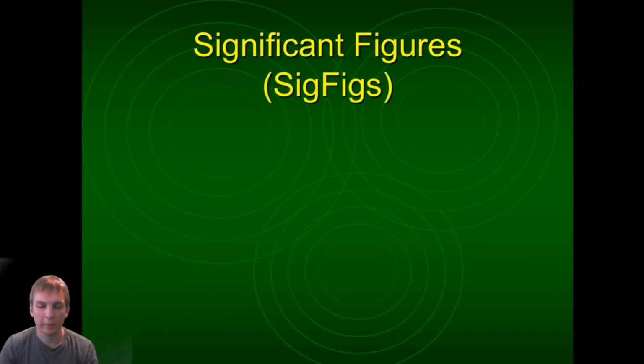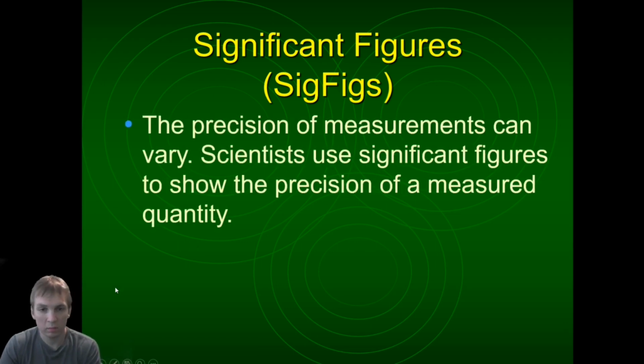All right, hopefully you were able to take a moment and reflect on that and possibly share with others. But we're going to move on to our last and final topic in terms of organizing data in science, and that is significant figures, or as a lot of people call them, sig figs. Significant figures are basically ways for scientists to make sure that our data is reliable and that there's not a whole bunch of extra numbers around, because the precision of measurements can vary, and so scientists use significant figures to show the precision of a measured quantity. So they're going to show how precise their measurements can actually be.